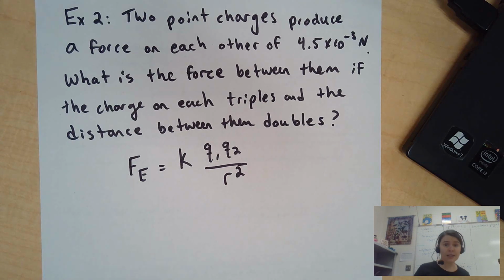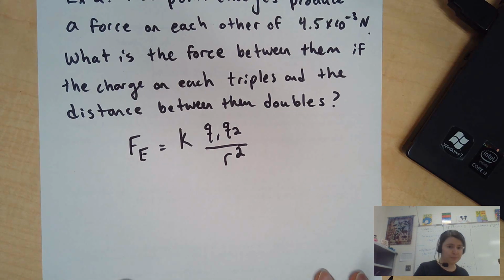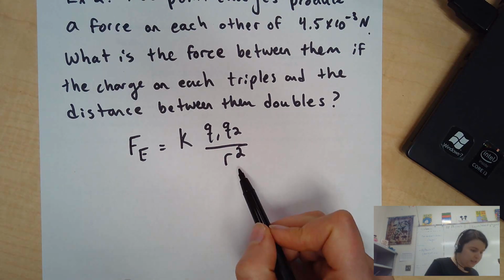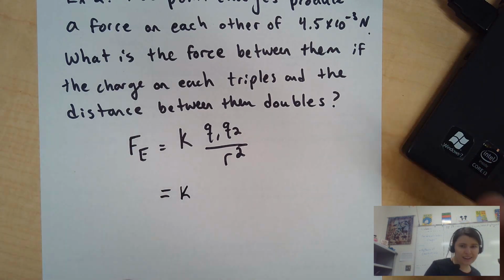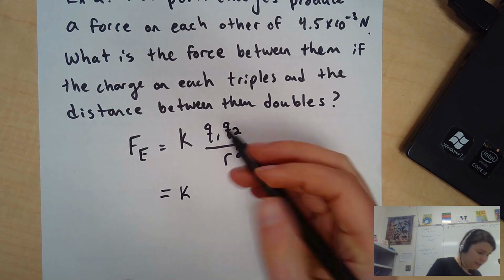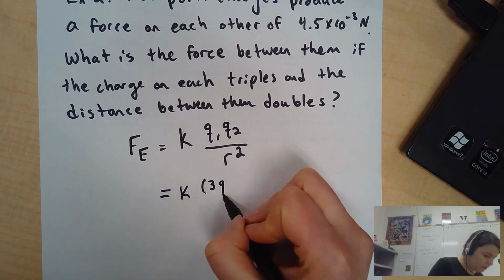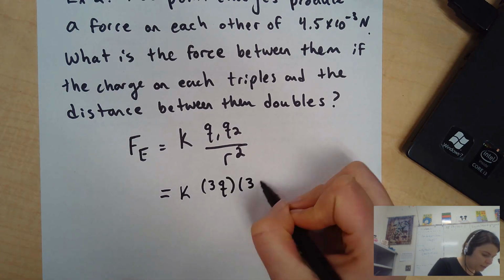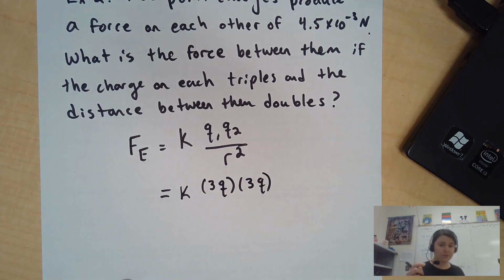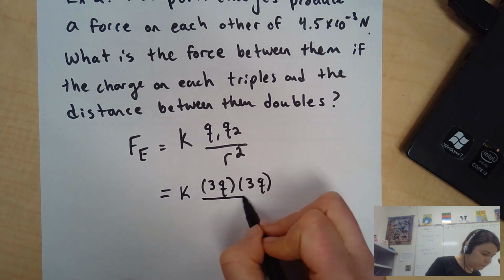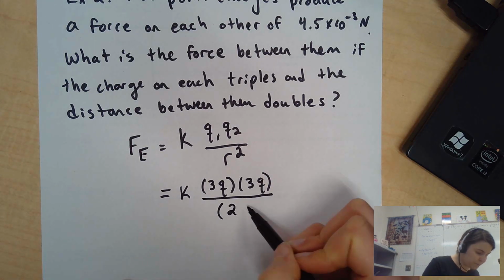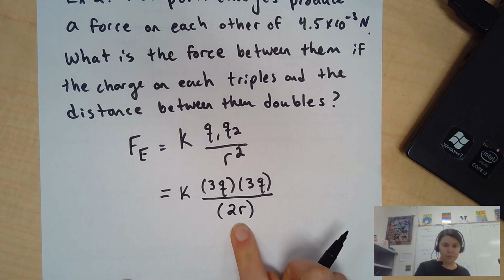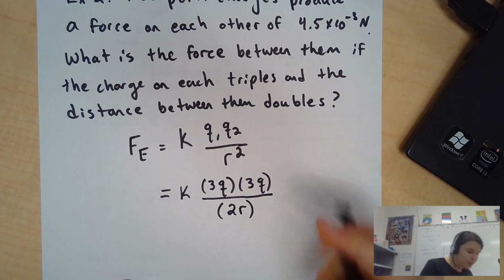And so this is how I personally approach this question. So I look at the basic setup. I pretty much ignore the K. It's a constant. It doesn't really matter. So I have 3Q and 3Q because each of them triples. The charge on each triples, so I need 3 and 3. And then it says the distance doubles. So I'm going to do 2R, but don't forget that whole thing gets squared.